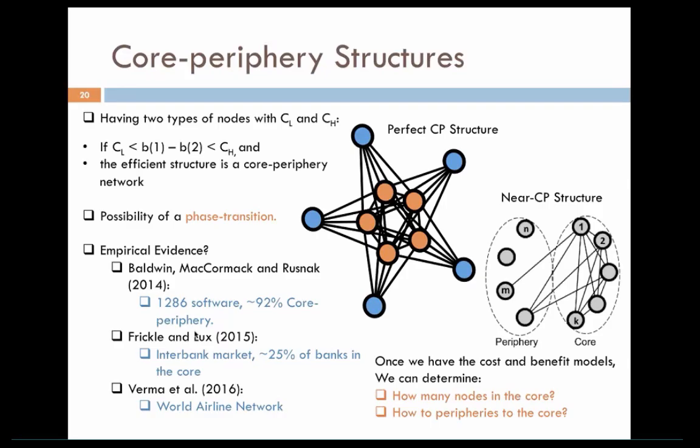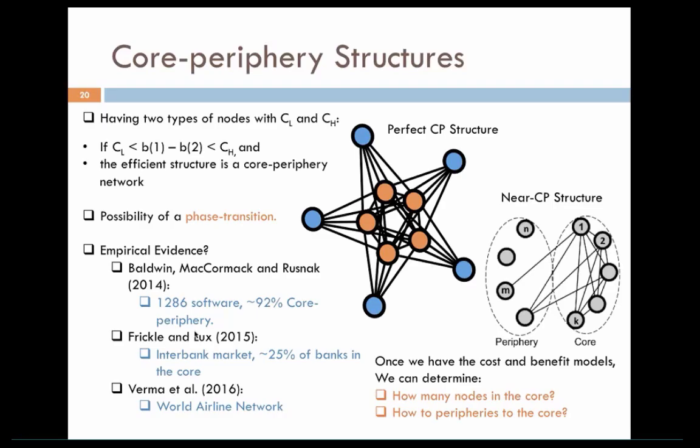There's also a study on interbank markets showing that they also present a core periphery structure, with 25% of the banks at the core. Another recent paper showed that the World Airline Network also presents a core periphery structure.